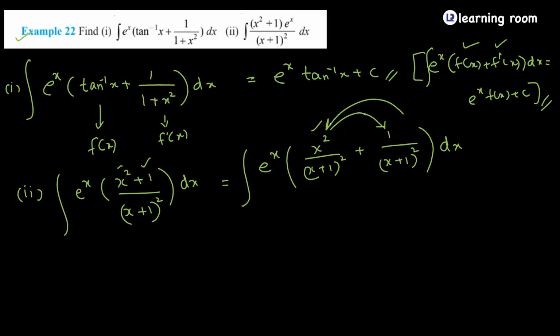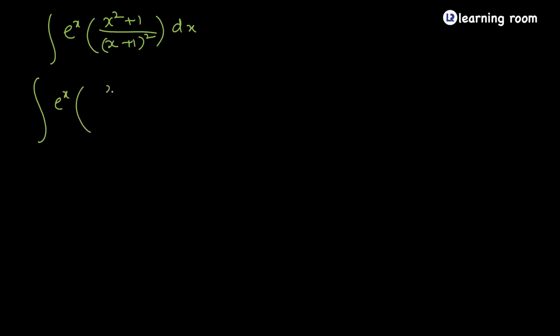I'm going to share the ideas, okay? Listen to this carefully. What was the question? Integral of e power x into x plus 1 the whole square. Okay. What did we try to do? Integral of e power x into x square divided by x plus 1 the whole square. We wrote something like this, right?